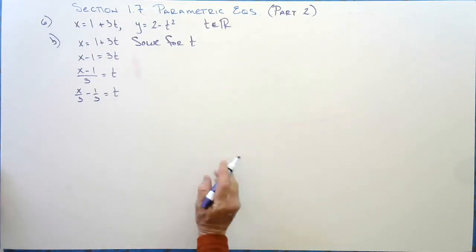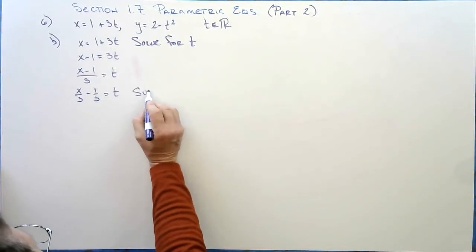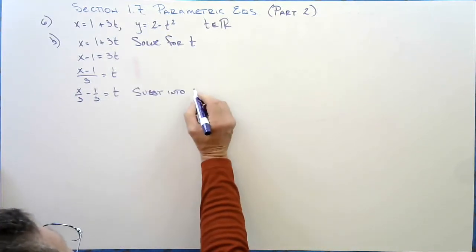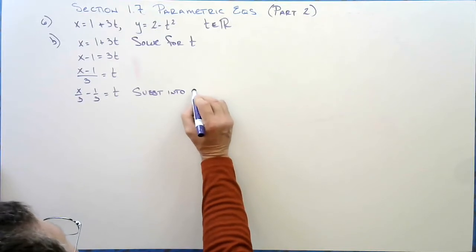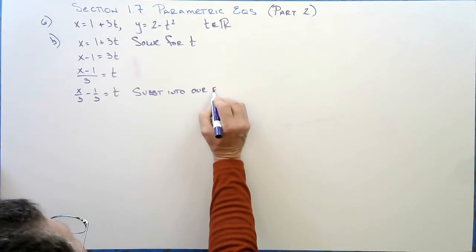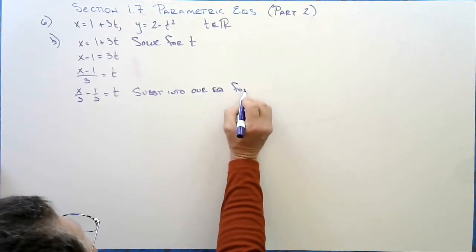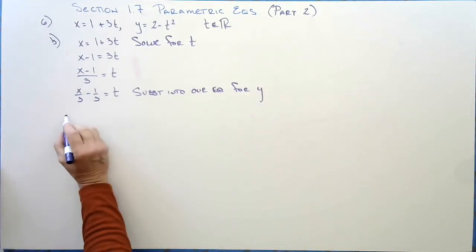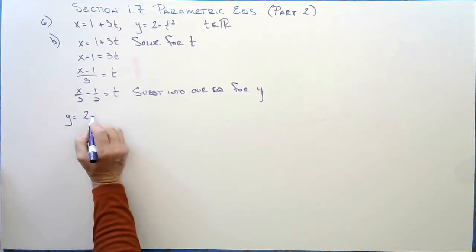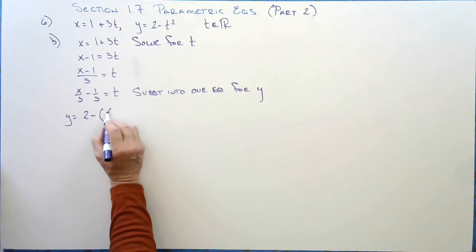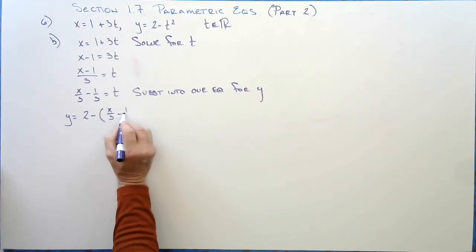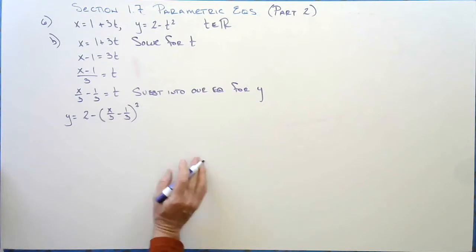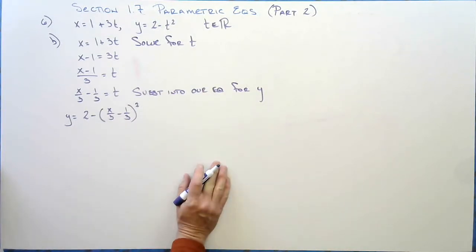Now, from here, what are we going to do? We're going to substitute into our equation for y. Okay, so we're going to come over here and we're going to have y equals 2 minus, and then we have x over 3 minus 1/3. That's t, and that's going to be squared. And now we're just going to FOIL and be done.